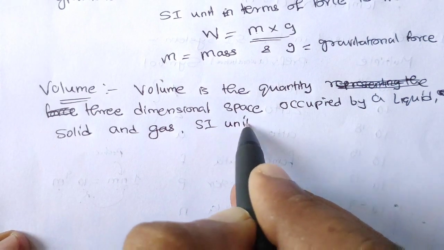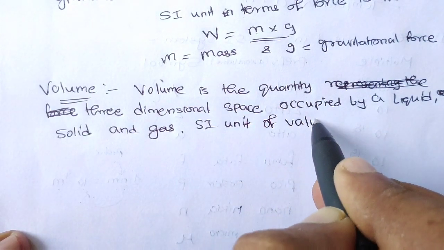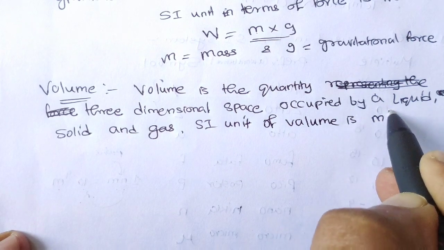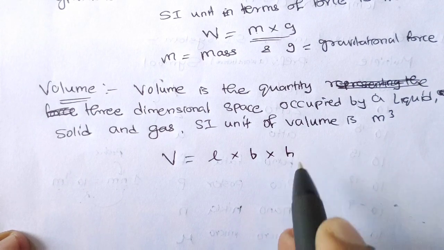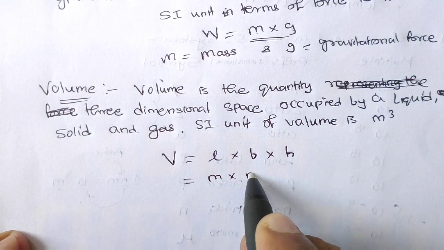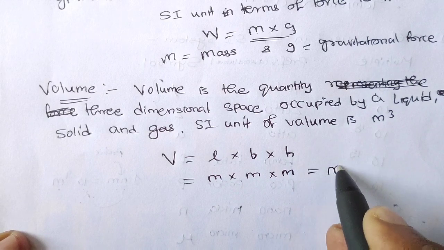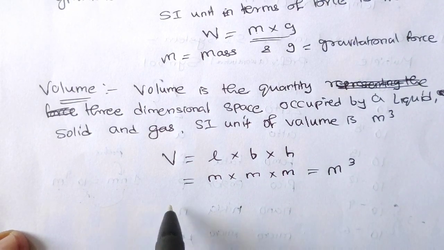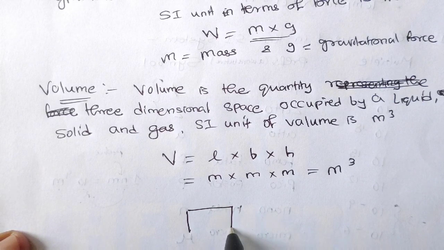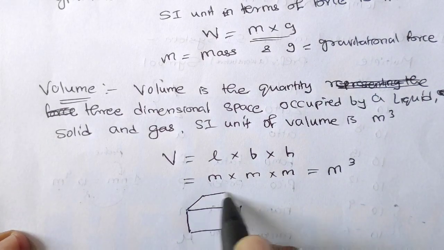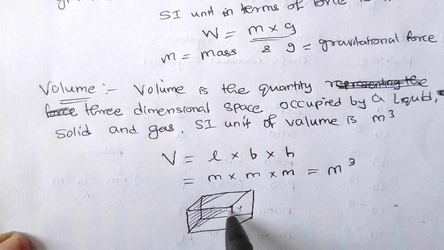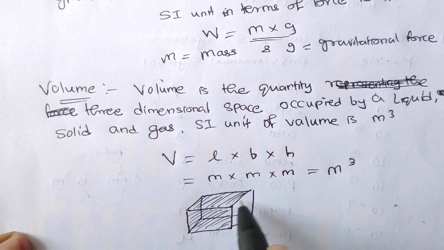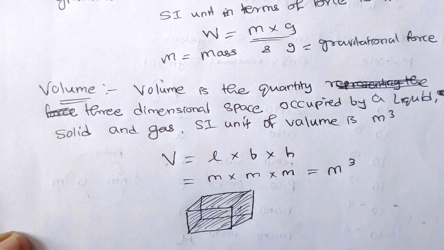SI unit of volume is meter cube. Now why is it so? We know the volume is equal to length into breadth into height, right? So which is equal to meter into meter into meter, which is equal to meter cube. Now volume, when we say three-dimensional, no, this is 2D, a two-dimensional figure. A three-dimensional figure like this, what we say, right? This is your three-dimensional figure. So the empty space inside this is called volume.